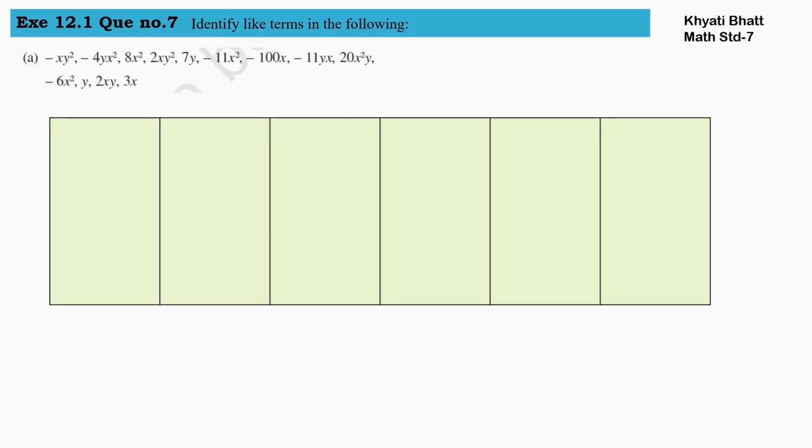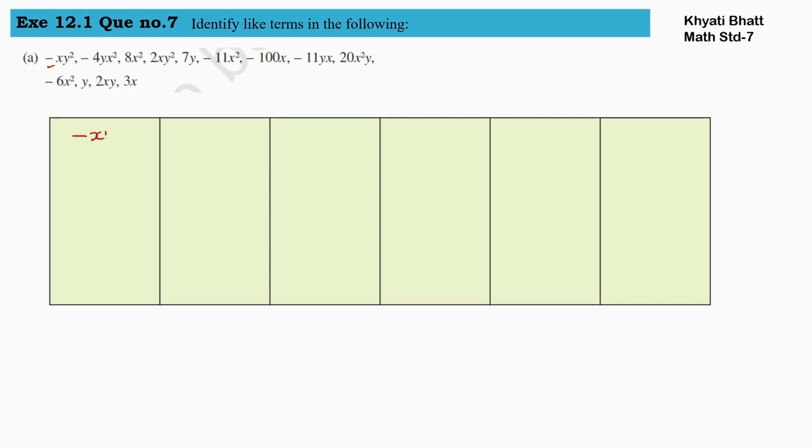Exercise 12.1, question number 7. Identify like terms in the following. So here we have to identify the terms which are like and which are different from each other. So let us take this first one, minus xy square.